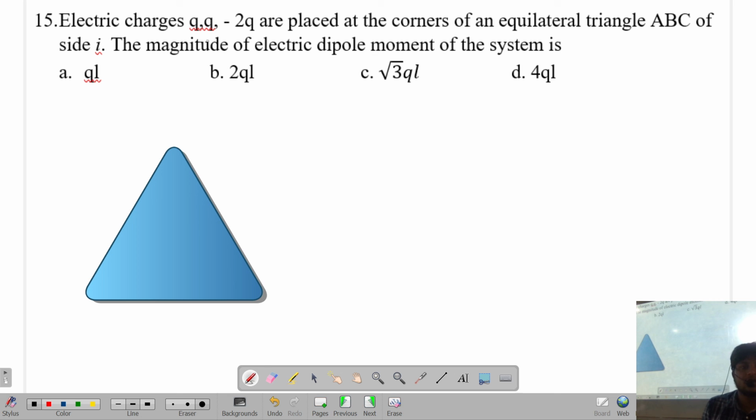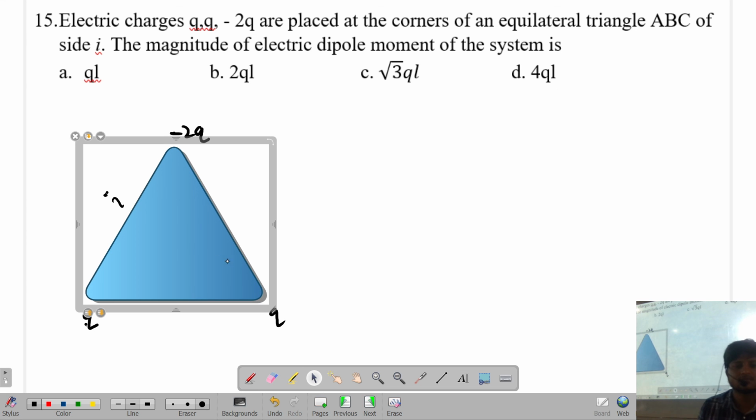So you have three charges Q, Q, minus 2Q on the corners of equilateral triangle ABC of side how much? What is the side? The side is l. Got it or not? It is asking to find the magnitude of electric dipole moment. Now, what was the trick to do it?